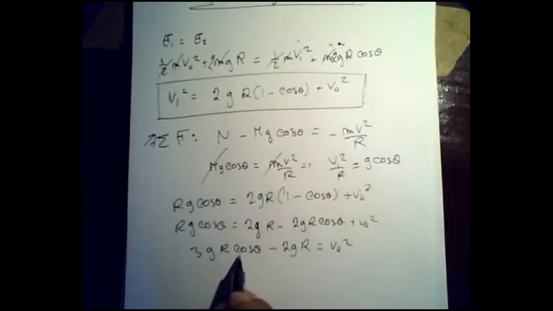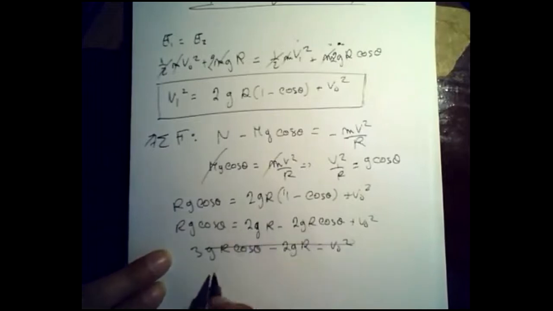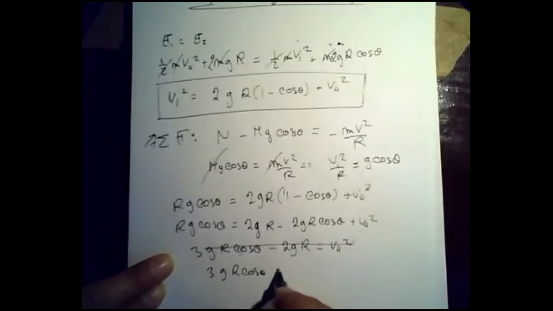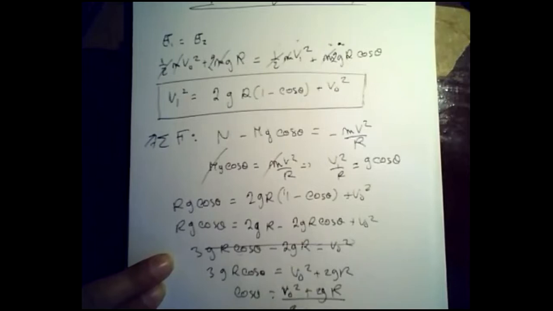So from here, we need to put these together. 3gR cosine theta is equal to V0 squared plus 2gR. So cosine theta is going to be equal to (V0 squared plus 2gR) divided by 3gR.